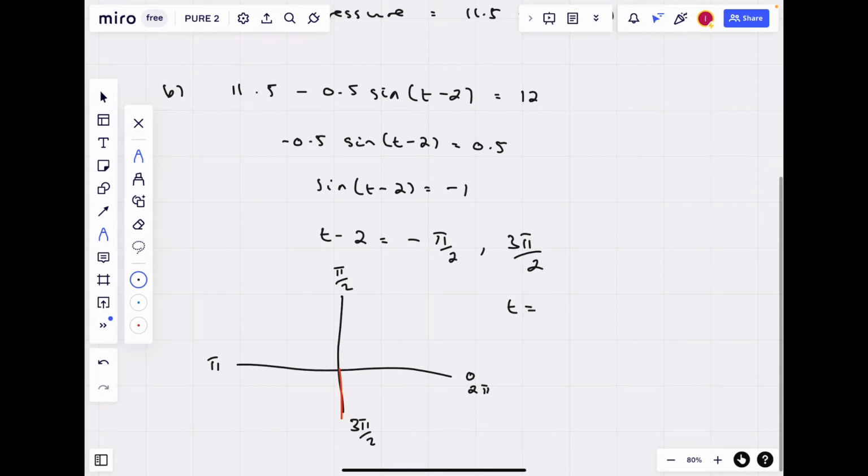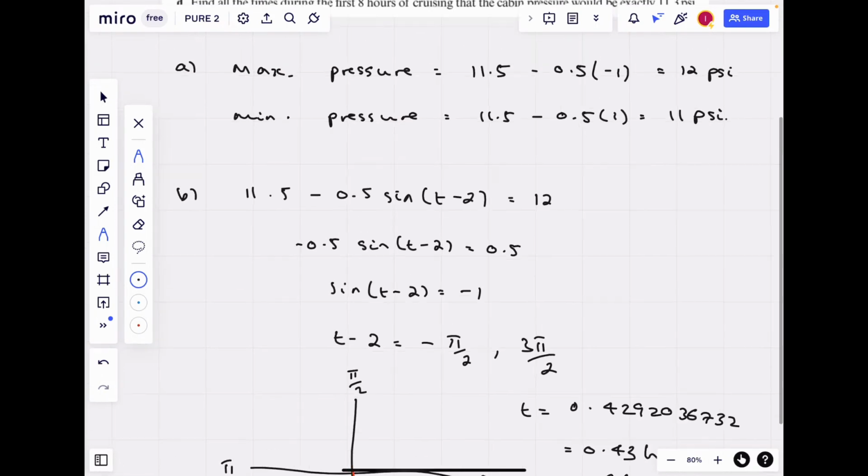So t, therefore, is just going to be 2 plus that. So minus pi over 2 plus 2 gives 0.42920366732. Why do I keep saying minus? 0.43 hours, which is the same as 26 minutes.